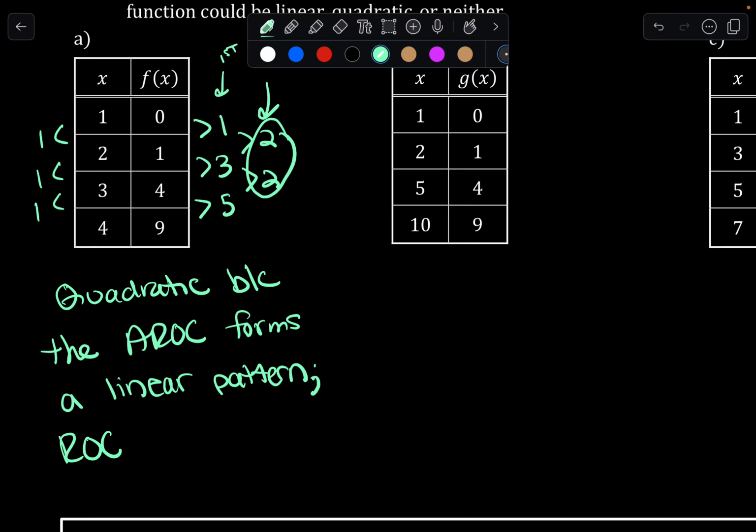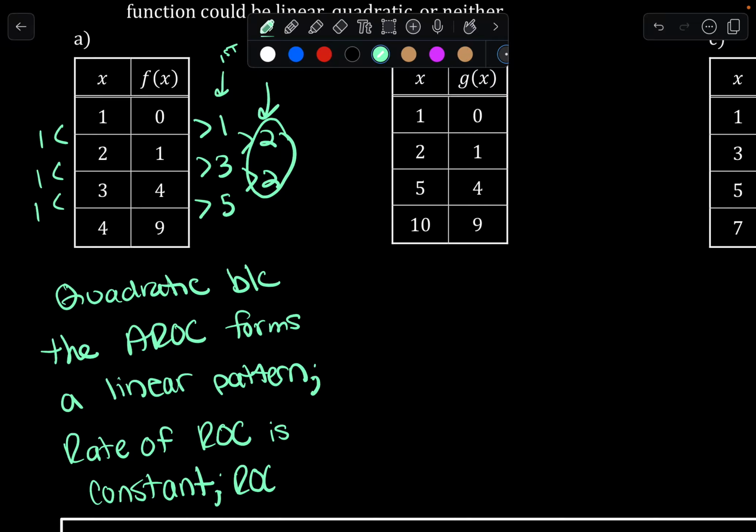Sorry, not the rate of change is constant, because that would be a linear function. The rate of the rate of change is constant. And it's positive, which means the rate of change is increasing. So ROC is increasing. So all of this means the same thing, okay?